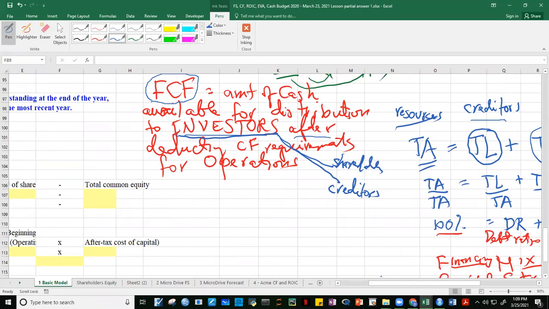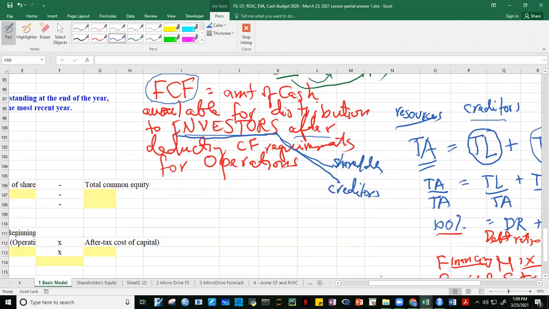So sinasabi natin, free cash flow, again, sorry to keep on repeating this because I want to really hammer down this definition and this concept of free cash flow. Ito yung cash available para i-distribute natin sa mga investors. Investors who are creditors and shareholders, pagkatapos na i-deduct natin yung cash flow requirements for operations.